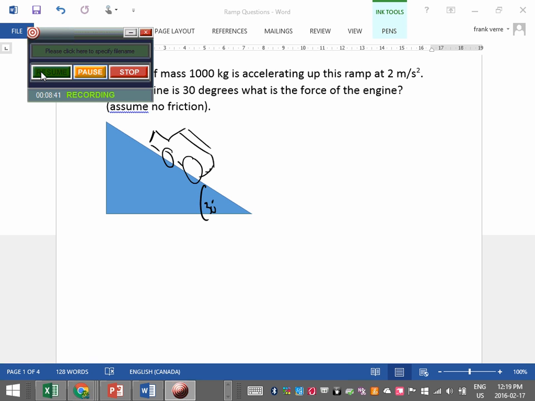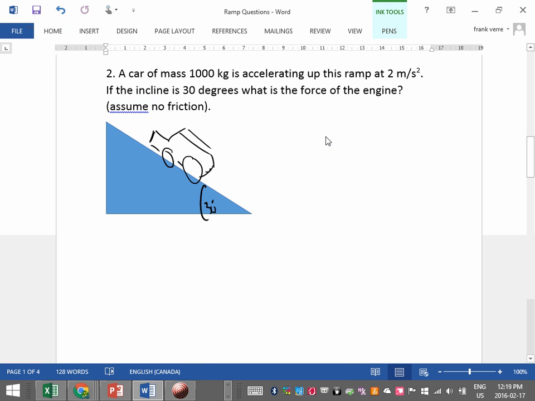Oops. Let me get rid of this. So that's an ugly part. We have a car accelerating up a ramp at 2 meters per second squared. Now, let me ask you a question. Do you guys remember the net force calculation? Remember, net force is the sum of the forces.